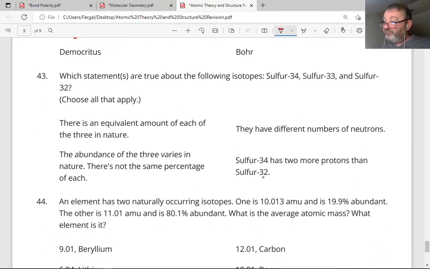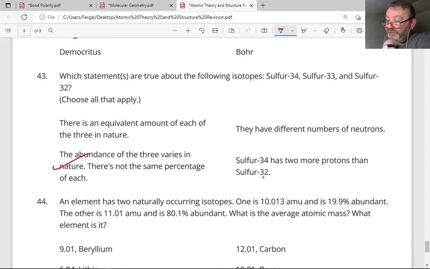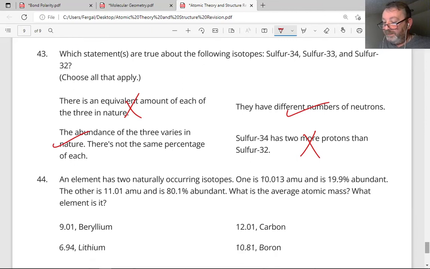Which statements are true about isotopes? Sulfur 34, sulfur 33, sulfur 32. There is an equivalent amount of each: no. Isotopes of an element have different abundances. The abundance of the 3 varies in nature. It's not the same percentage of each. Yes, correct. They have different numbers of neutrons. Absolutely. That's what makes isotopes. Sulfur 34 has 2 more neutrons. So just those 2. Now again, they're in different places on your sheets. Apologies for that, but just make sure you have the same 2 answers as me no matter where they are.